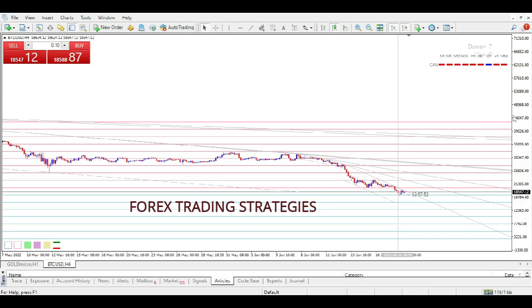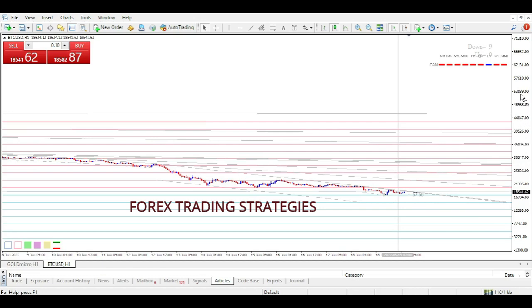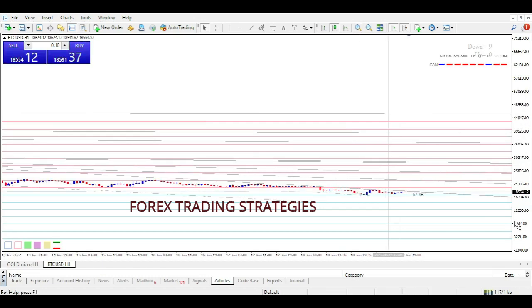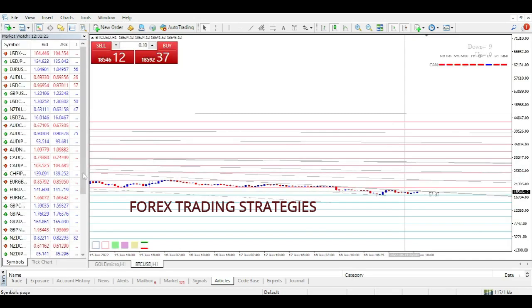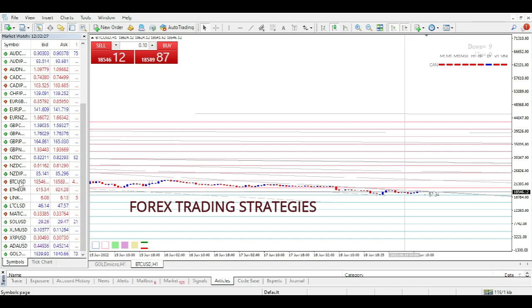Let's see here what I'm trying to do. I don't know what's happening with my chart now. It doesn't want to respond. Maybe let me load it in again. Please, BTC.